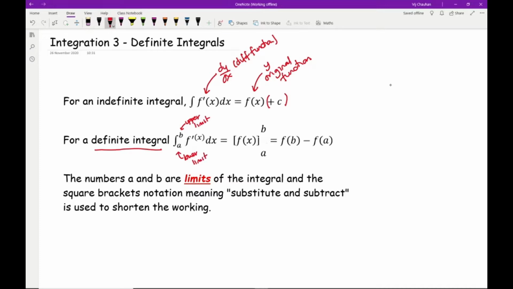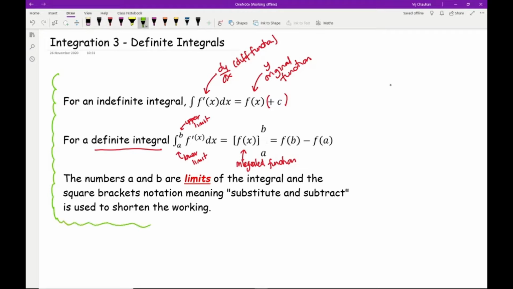So when you are working with definite integrals, you lose that constant straight away, and what we then need to do is put it into square brackets. So this is our integrated function, and we've put that in square brackets because what we then need to do is substitute our upper limit into our integrated function and subtract that from the value when we substitute our lower limit, or our a value, into the integrated function. Now that is quite important, so it's worth making a note of that in your notes.